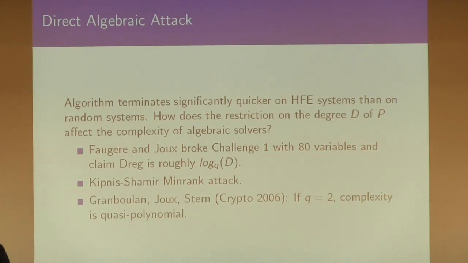How about theoretically? At that time, in 2006, Granboulan, Joux, and Stern showed that in the case of q equal 2, breaking the HFE system is quasi-polynomial. It's not exactly a mathematical proof, but they made a very reasonable argument. So the conclusion about HFE is that it is not a very good idea in the sense that if you want a secure system, you are very inefficient. That's the conclusion we can get.